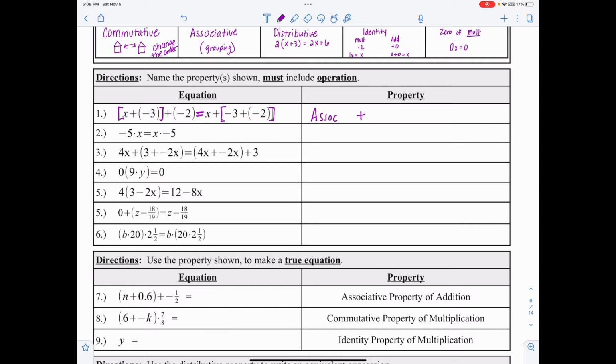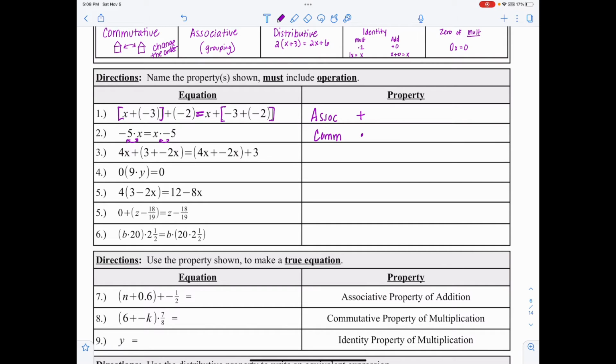Okay. All right, next one, again, let's notice what's going on. I have negative 5 times x equals x times negative 5, so we switched the places of these. Since I switched the places of those, that's moving the houses around in the community. So that's the commutative property. And notice the operation is multiplication.